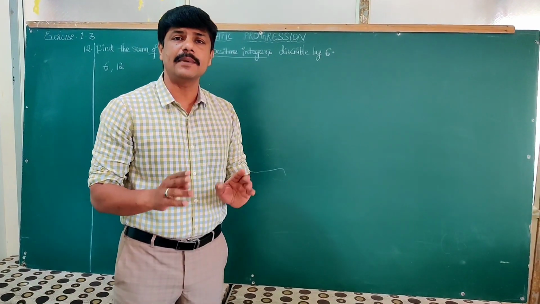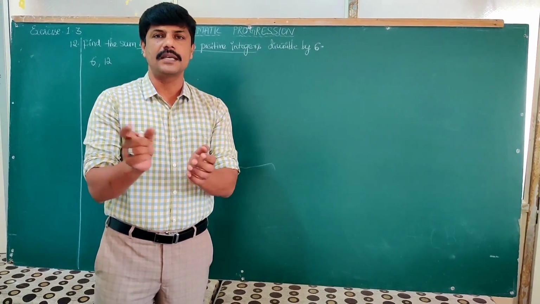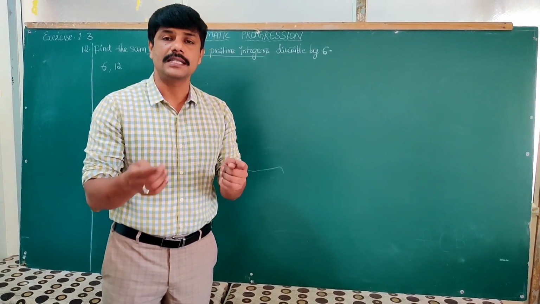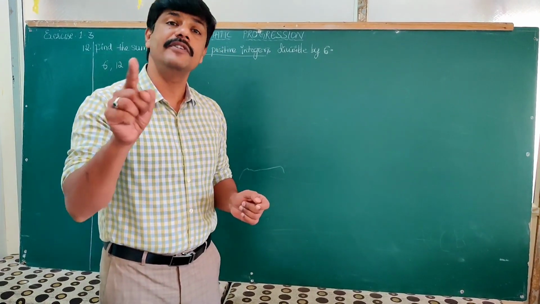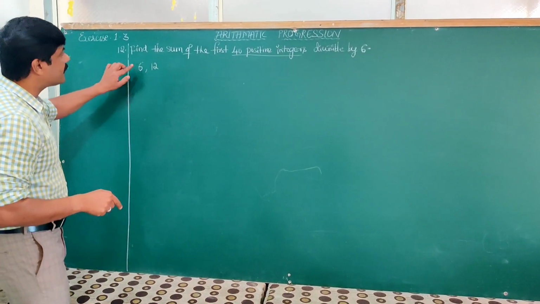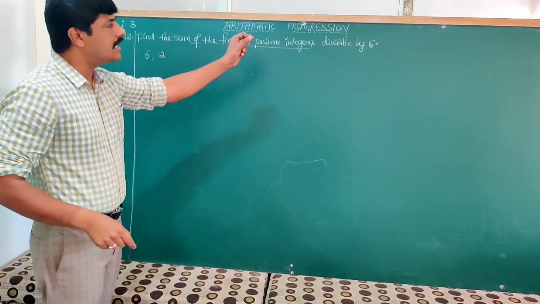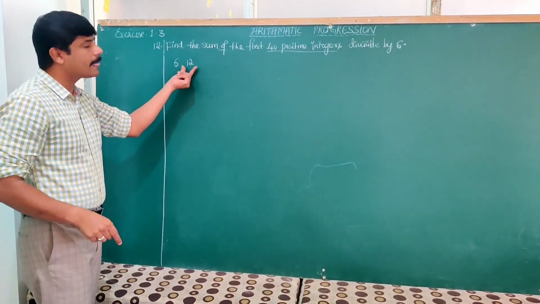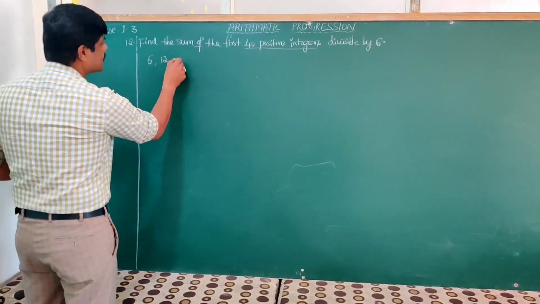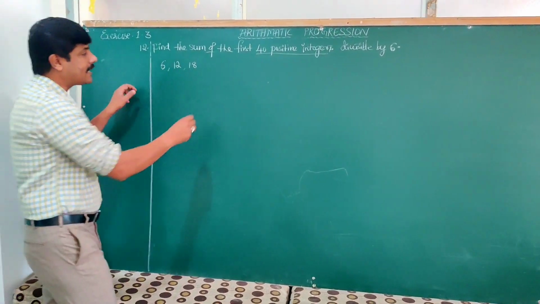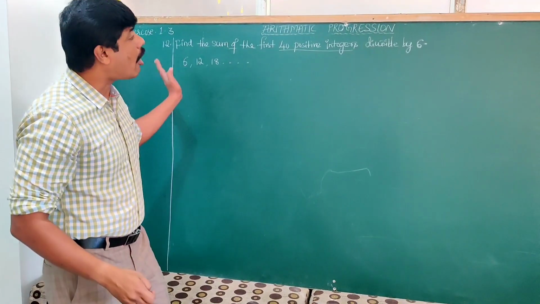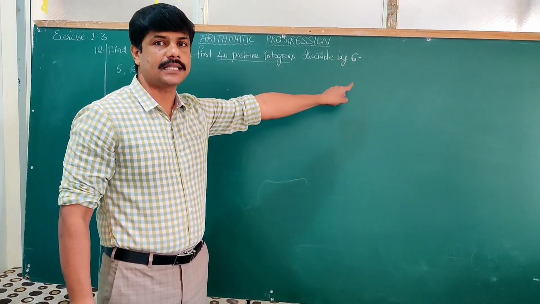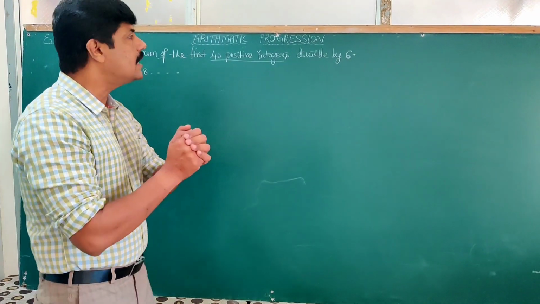Divisible by 6 is nothing but a multiple of 6. Which are the multiples of 6? 6, 12, 18, 24. These are the multiples of 6. Multiple of 6 is nothing but divisible by 6. Thus, we take the first 40 positive integers divisible by 6. Start with 6. The next term divisible by 6 is 12. The third term is 18, and so on. We have to find the first 40 terms which are divisible by 6.